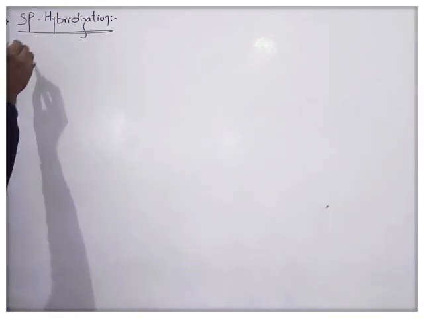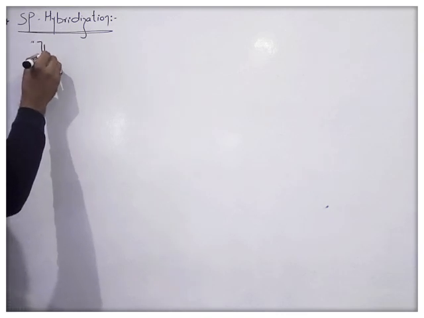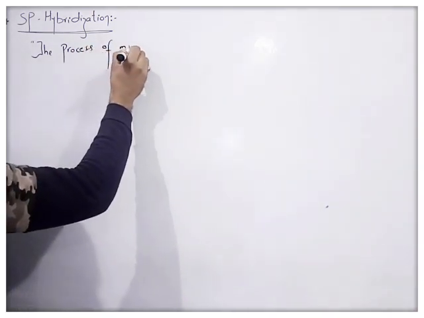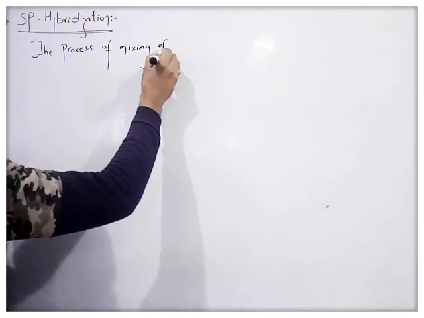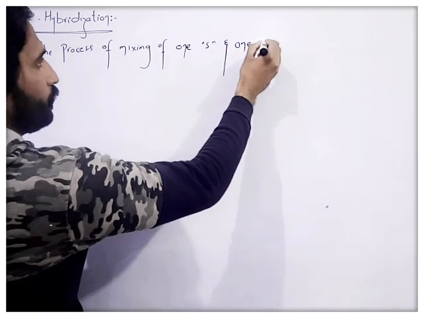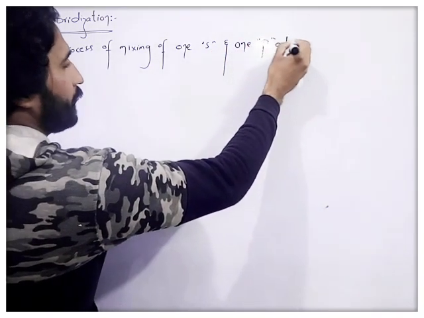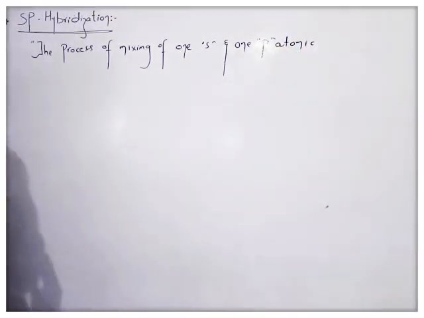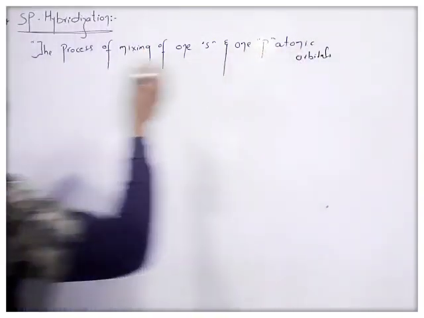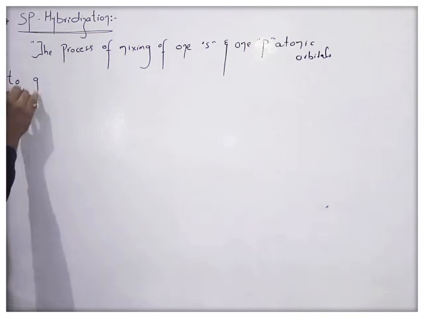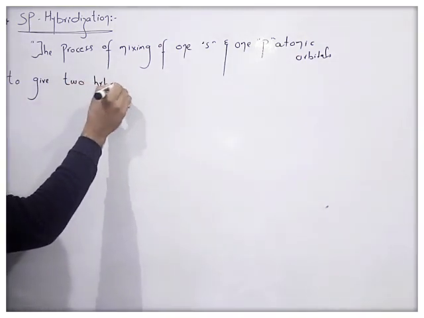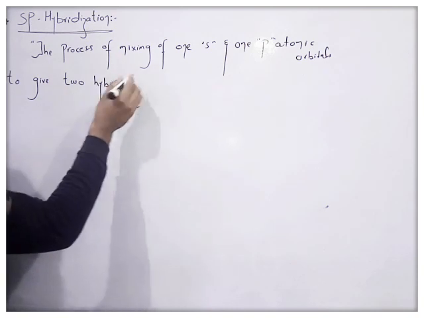सबसे पहले हम इसको डिफाइन करेंगे। The process of mixing of 1s and 1p atomic orbitals to give two hybrid orbitals. The newly formed orbitals are called hybrid orbitals.